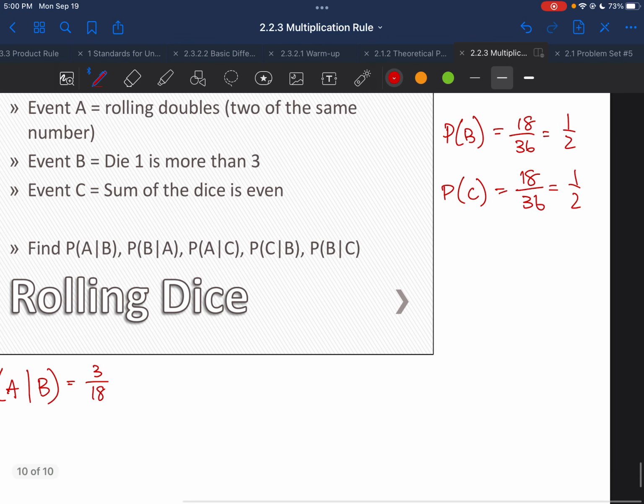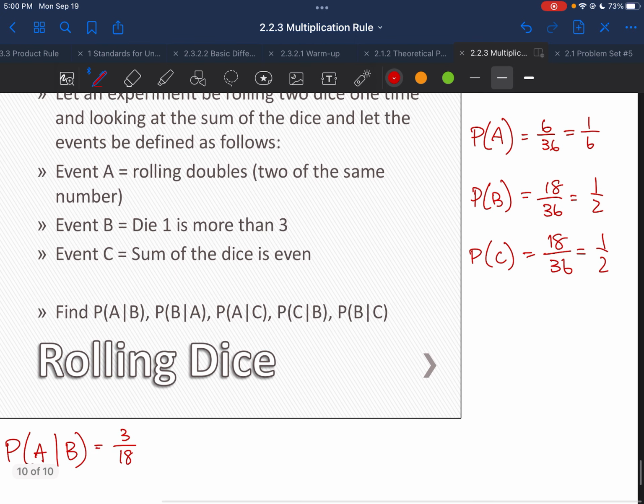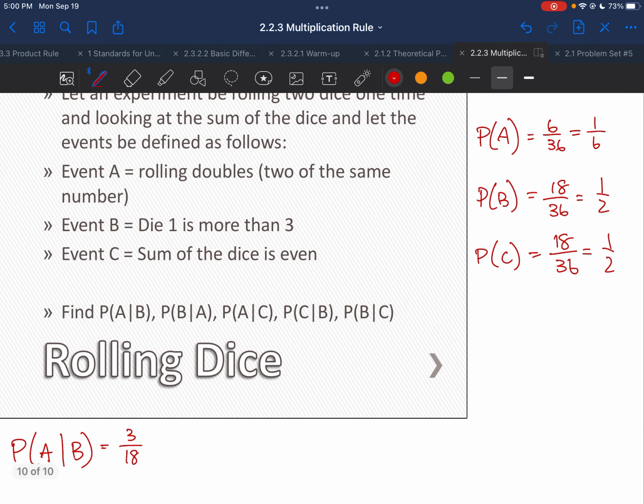Now, is that equal to the probability of A? It is. So are these independent events, or are they dependent events? It seems like whether or not I know the value of die 1 is greater than 3 does not change whether or not I roll doubles. So these are independent events, because this is also equal to the probability of A.